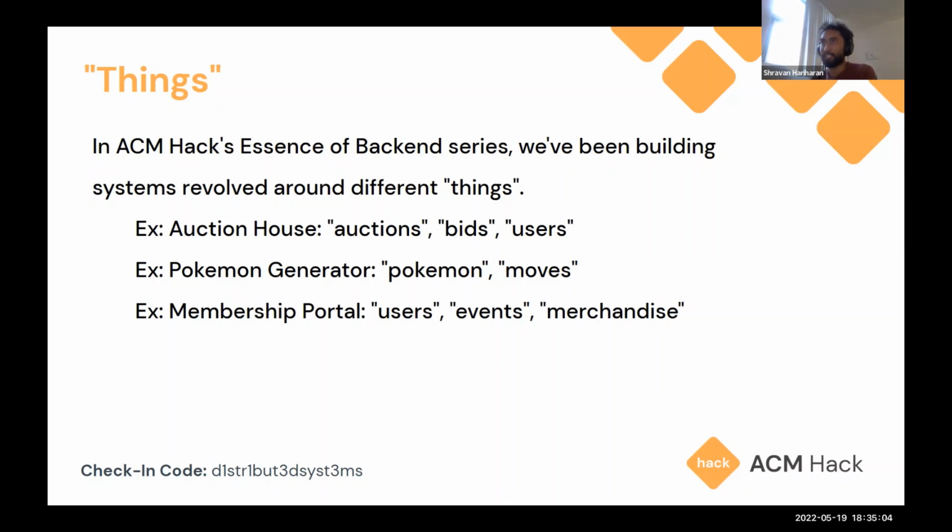For example, let's say we have an auction house application. An auction house would have auctions, bids, and users. These are all different things. In a Pokemon generator, we have Pokemon and we have moves. And in our membership portal, we have users, events, and merchandise. These are all things we store in our database, things that, when we send API requests to an API, all have different API routes to handle these different things.